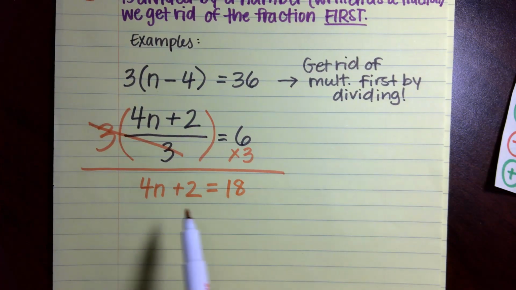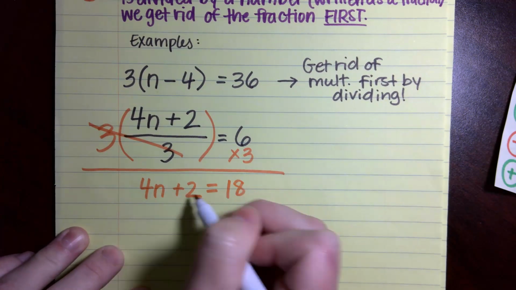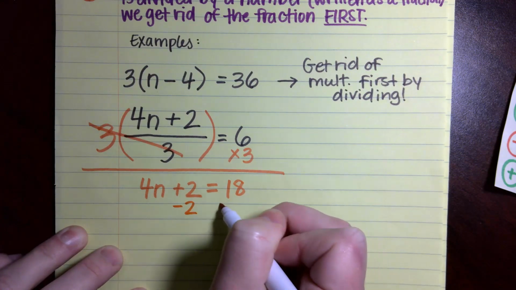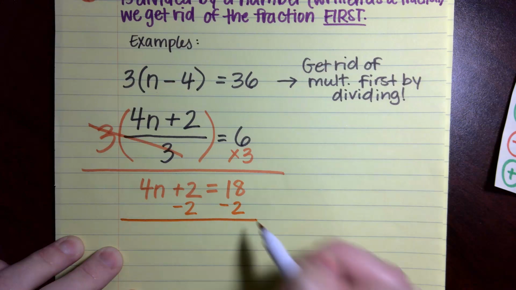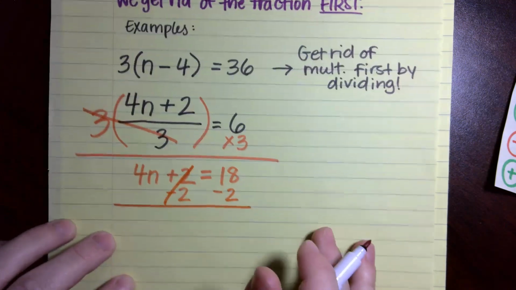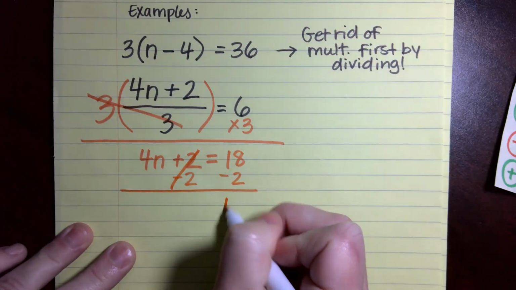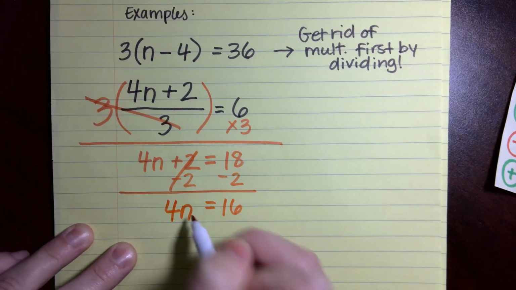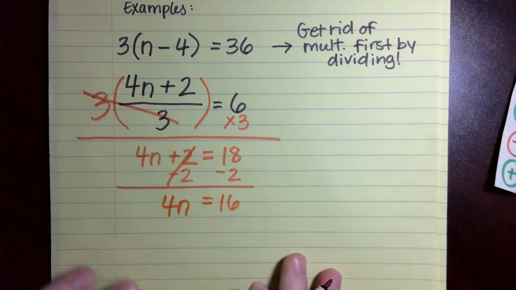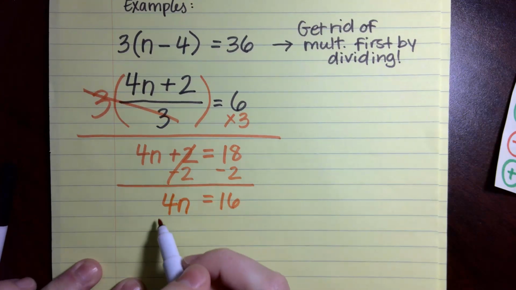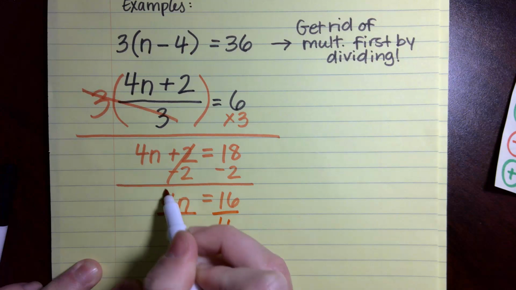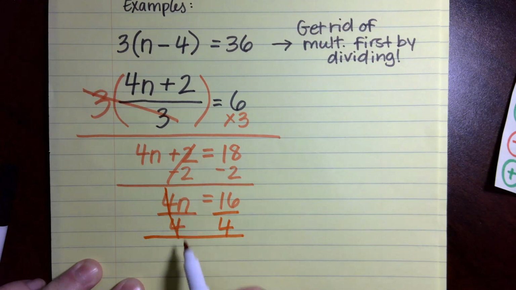What do I do first? Take down 2. So if I've got a plus 2, that's subtract, good. So I'm doing minus 2. 18 minus 2 is 16. 16 equals 4 times n. Now what? Then you divide by 4. Yeah, we're just going to divide to get rid of that multiplication. My 4's cancel.